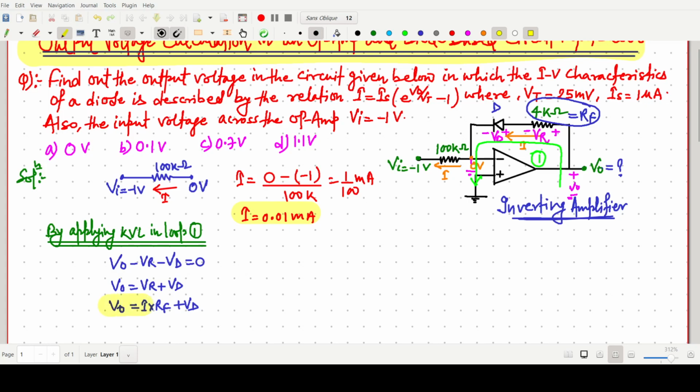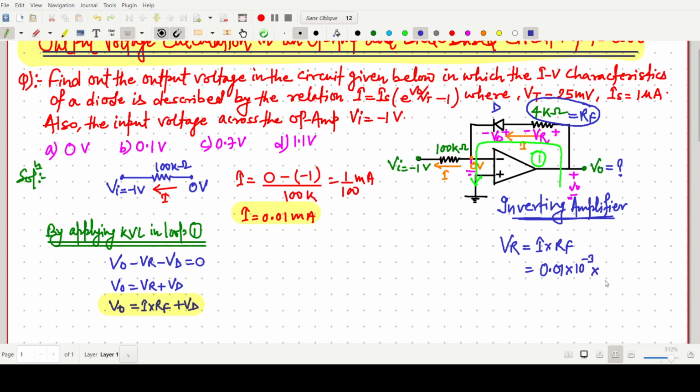Simple calculation. Okay, so now what we have to find? I is given, RF is given. Okay, VR I am writing here, VR equals I into RF. So I value is there, 0.01 milliampere. Okay, so make it 10 to power minus 3 into RF.